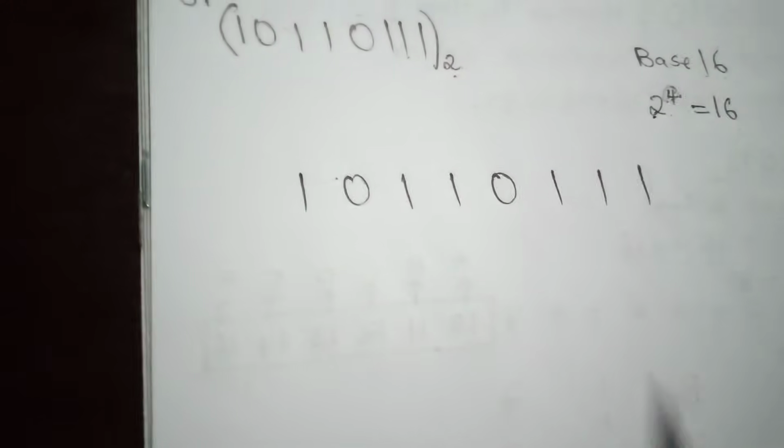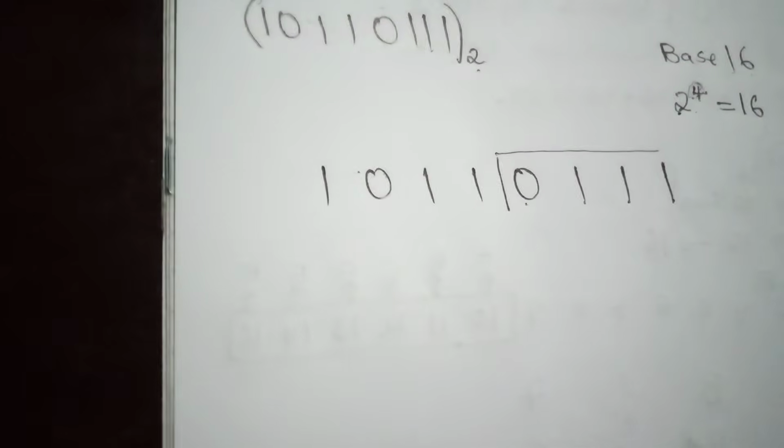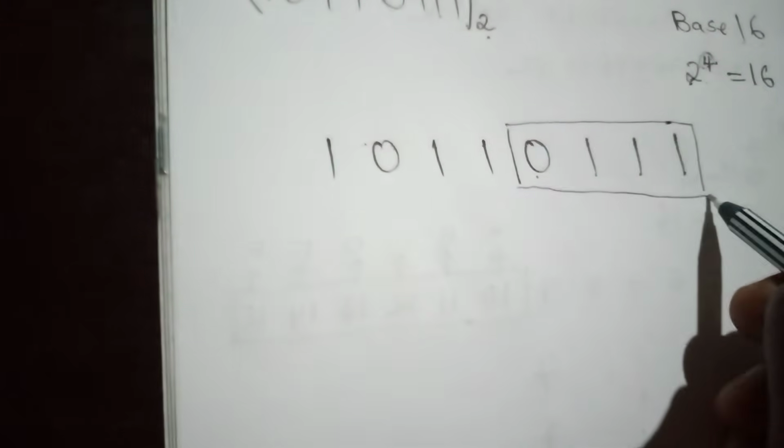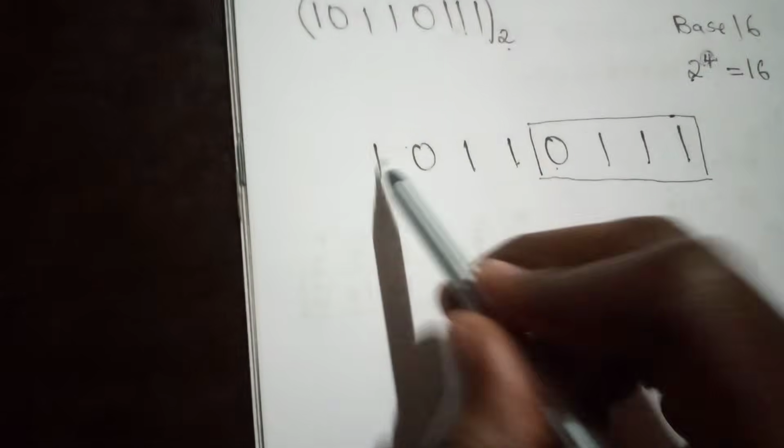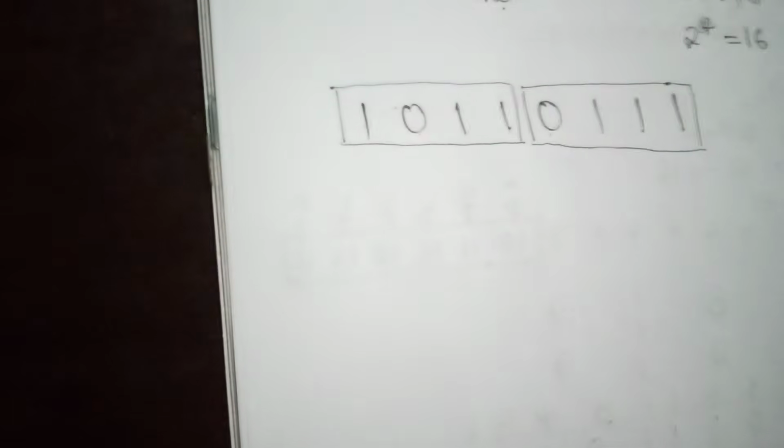That simply means that I'm going to start counting 1, 2, 3, 4. This is one group of 4. And then I'll also start counting 1, 2, 3, 4. So after doing that, what next?